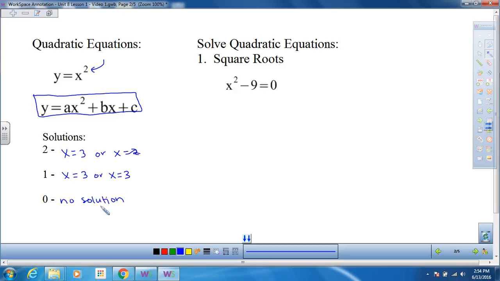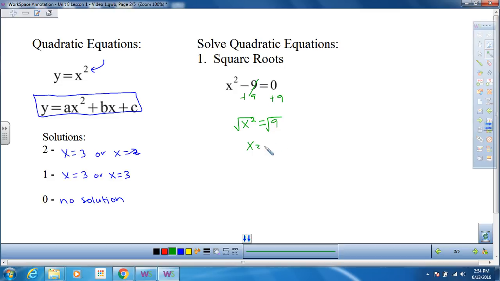Okay, so we're going to solve quadratic equations with square roots. Our goal here is to get this x squared by itself, just like if this were an x. So I want to add 9 to both sides. So I have x squared equals 9. And then we take the square root. To get rid of a square, you take the square root. So x equals the square root of 9.